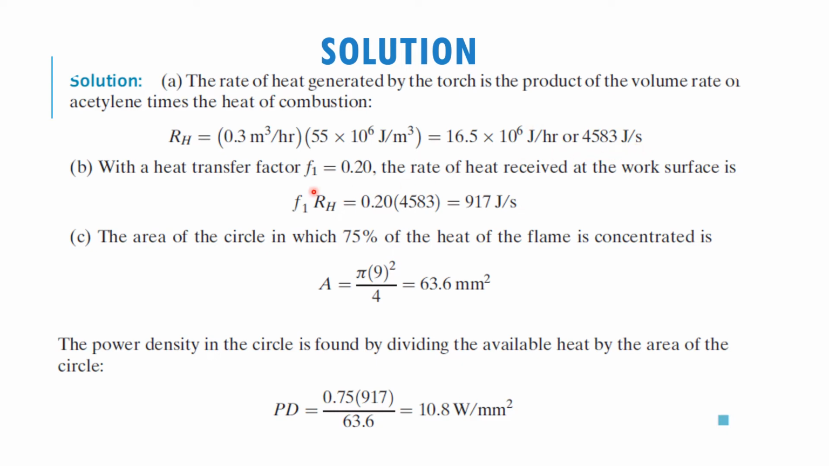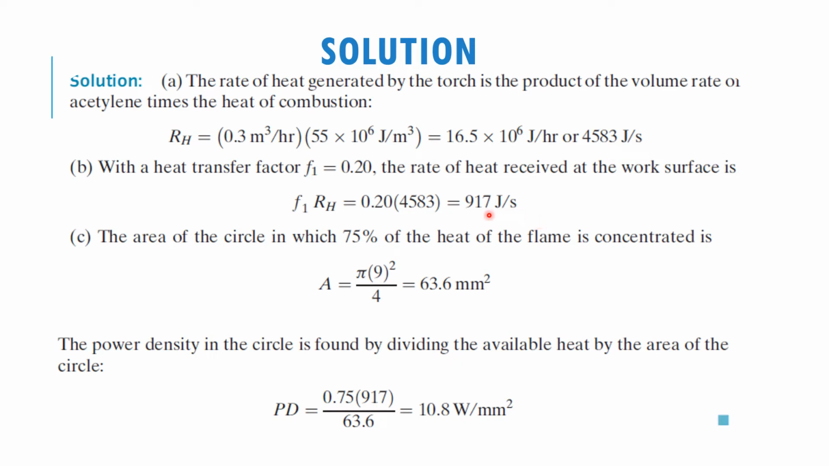Okay, so the second one is how much is the heat transfer. Since f1 is given as 0.2, what you have to do is just f1 times the RH, then you get 0.2 times 4583, so around 917 joule per second only of heat will be received by the work surface.